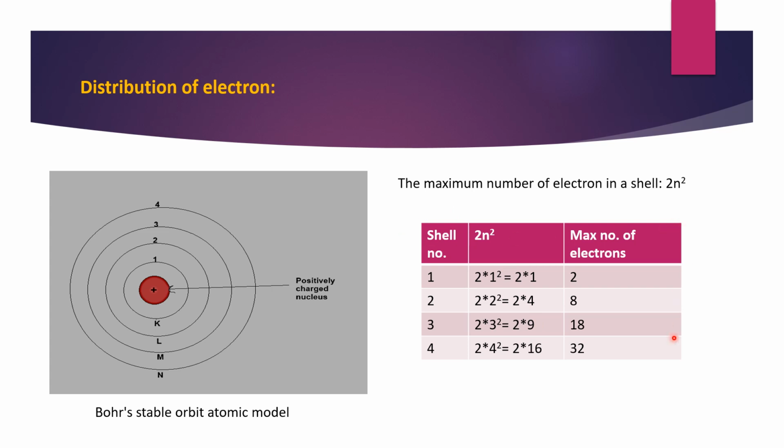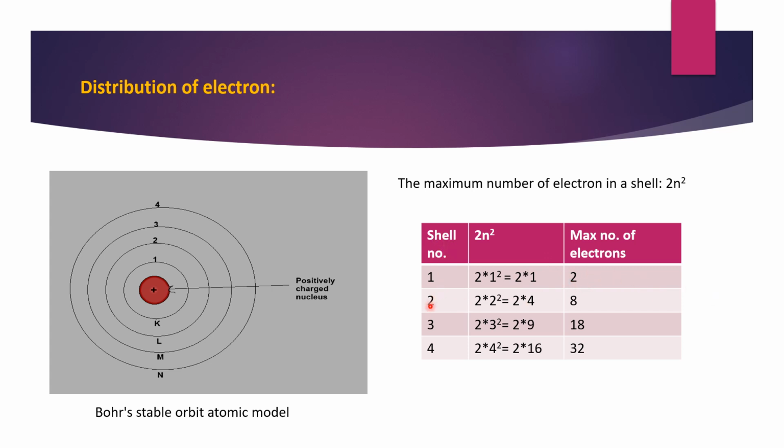In this table, the first column I have given as the shell number: 1, 2, 3, 4. In the 2n square formula, n is the shell number. If I put n equals 1 in this formula, 1 raised to 2 is equal to 1 and 2 into 1 is equal to 2. That means the maximum number of electrons in shell number 1 can be only 2. Maximum means it could be 1, it could be 2, but it cannot be 3, 4 or 5.